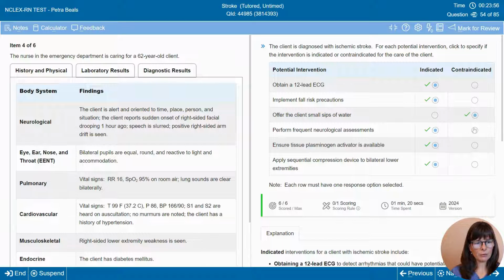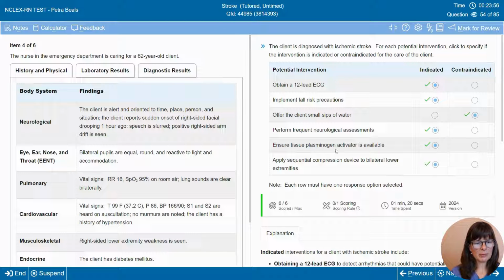Offer the client small sips of water. Well, we have to be careful with that because their speech is slurred and they typically need a swallow and speech evaluation before we can give them anything by mouth. Number 4 here, perform frequent neurologic assessment. That's absolutely a given because the patient is currently experiencing that ischemic stroke.